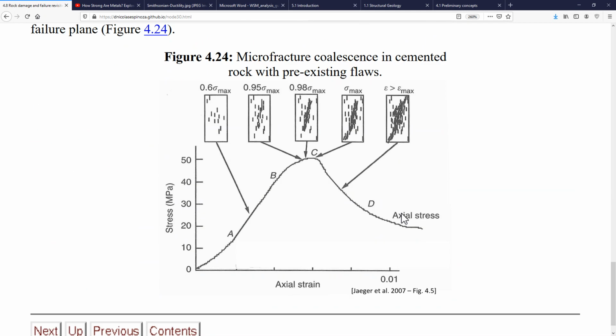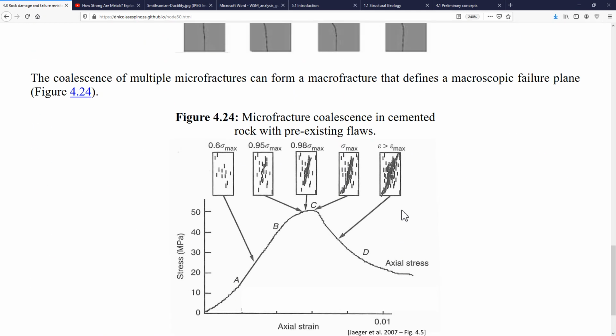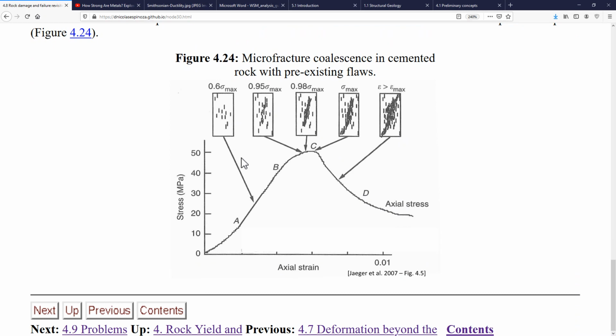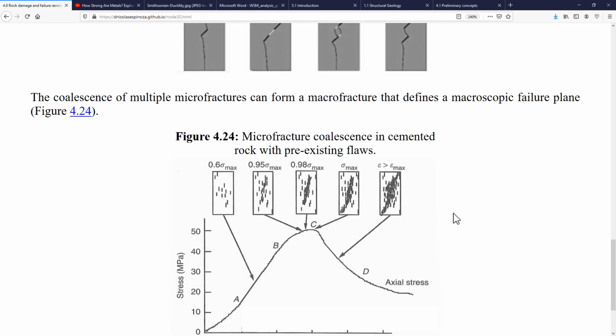This is what we see in this example over here, where loading of a rock results in creation of small fractures that, as those fractures start to coalesce with respect to each other, form a large shear fracture that is what we eventually see. And that's what eventually forms a shear fracture in a cemented rock.